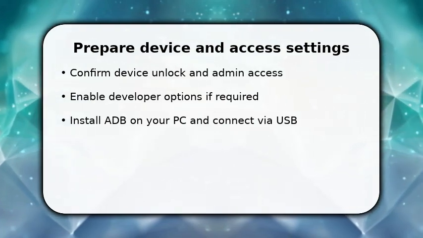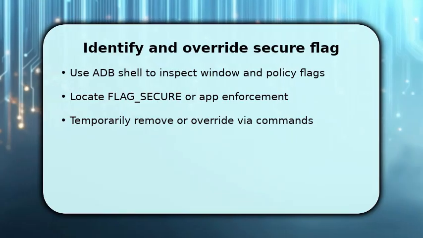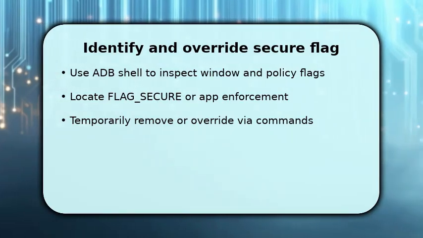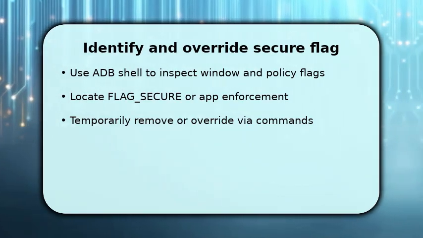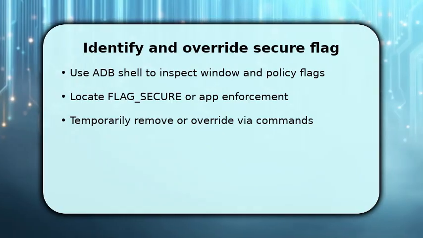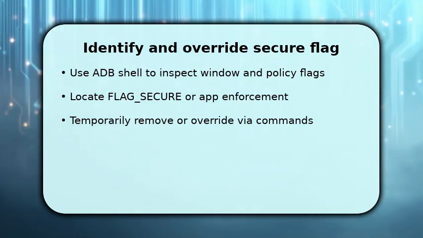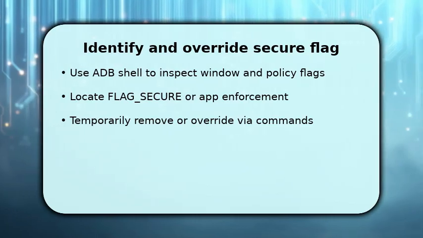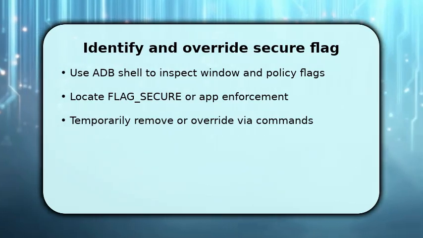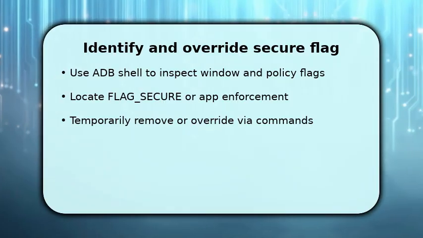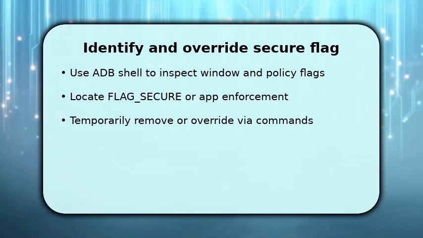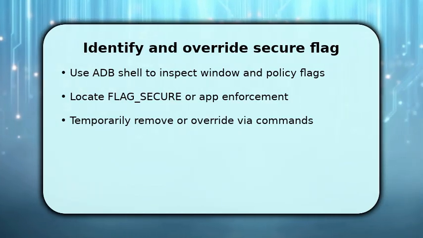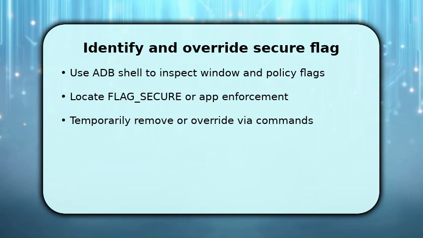You now use ADB shell to inspect the app or window flags, run dumpsys window or dumpsys activity to find FLAG_SECURE references. Once found, you can test by forcing the policy off for the current session using WM or app-specific settings, such as force-stop, then setprop, or patching overlays for a dev build. Make sure to understand you're changing a security flag temporarily. This verifies whether screenshots become possible without permanent changes.